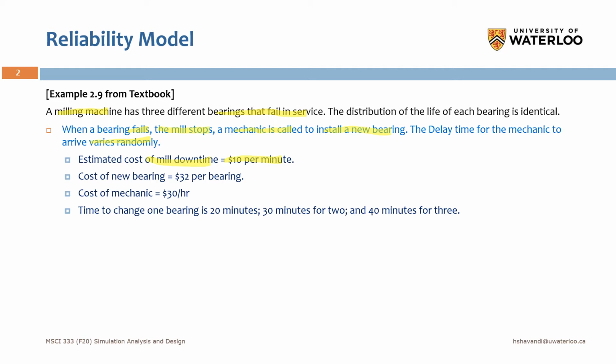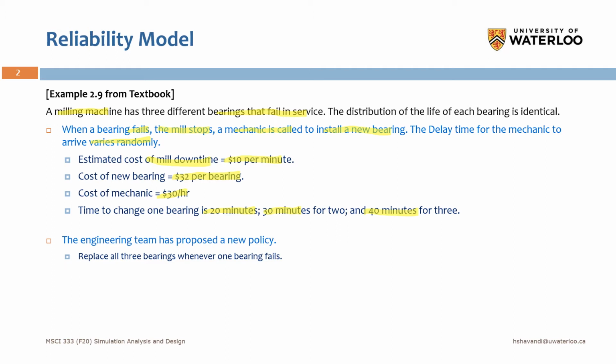And the cost of a new bearing is $32 per bearing, and the cost of the mechanic will be $30 per hour. The time of change of one bearing is constant. If the mechanic is going to change just one bearing, it will take 20 minutes. But if the mechanic is going to replace 2 bearings, it will take 30 minutes, and 40 minutes for 3. So these are not random, these are actually constant.